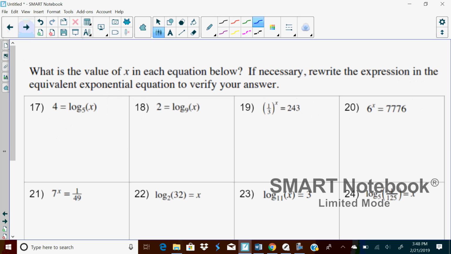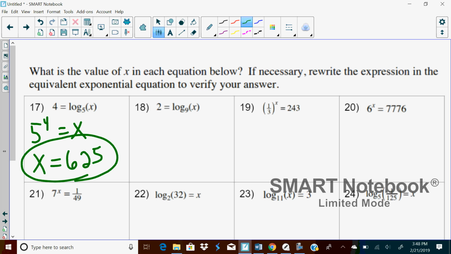So the next problem is having you evaluate them. You want to try to do this without a calculator, but you could use your calculator if you end up needing to. First I'm going to change any logarithm into an exponent to see if I can do it that way. So I get 5 to the 4th equals x, so x equals 625. For this one, it's 9 squared equals x, so x is going to be 81.